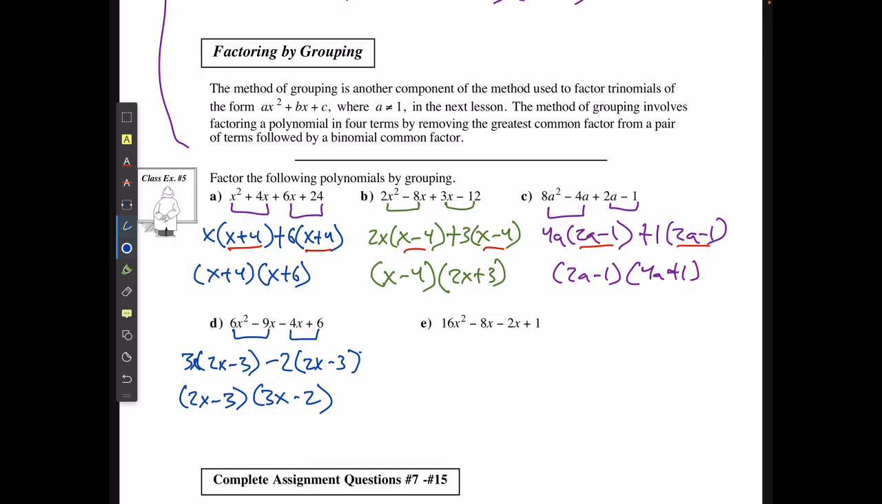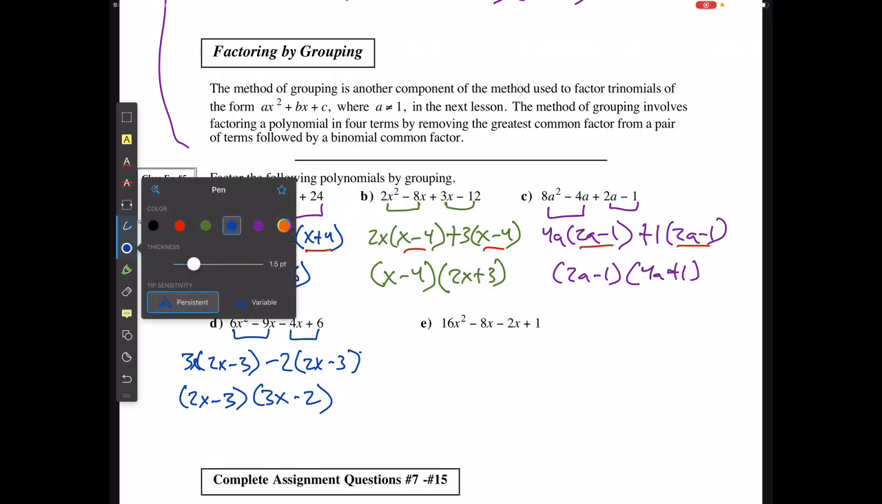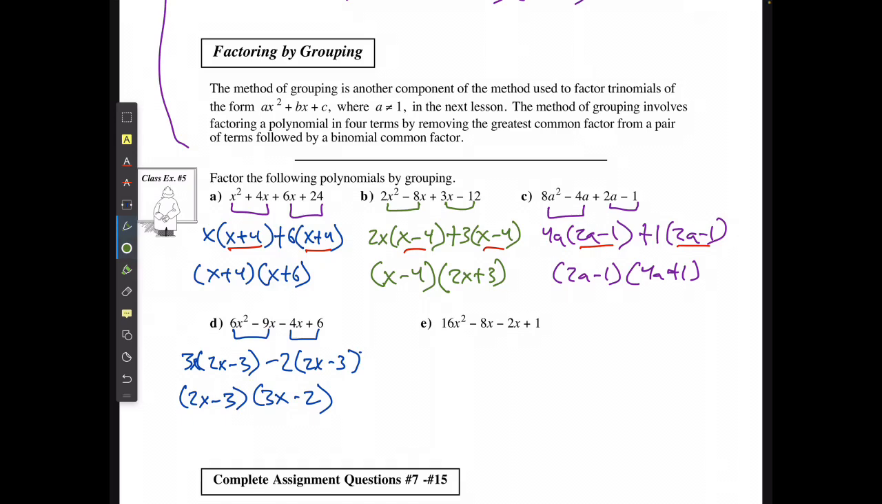Same thing with the last example. For example E, I'm going to divide 8x out of the first two, and I get 2x minus 1. And in the second set, because the sign for x is wrong, I want x to be positive, I'm going to take out a negative. There is no other common factor, so I'm going to say it's negative 1 times 2x minus 1. And group them together. 2x minus 1 and 8x minus 1. And that's it.